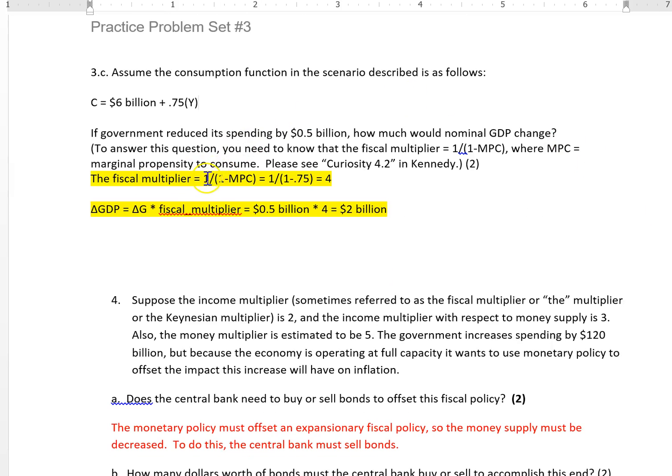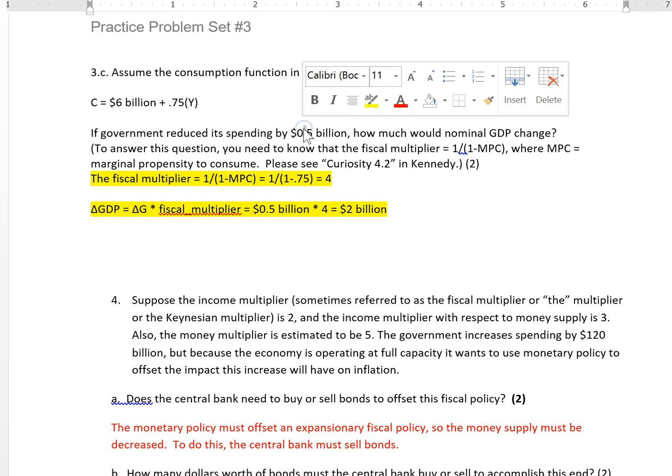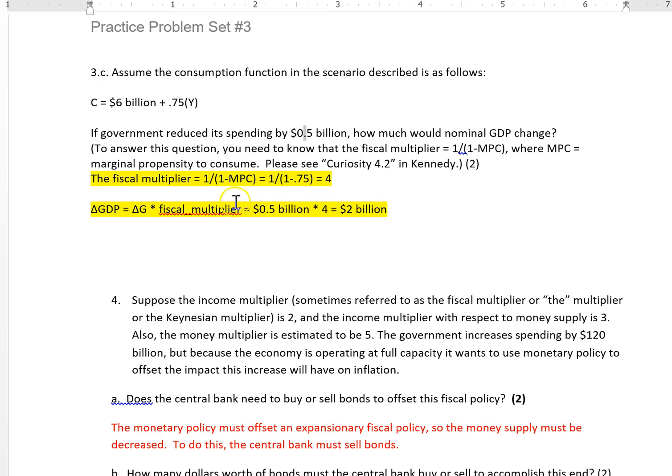The fiscal multiplier is going to be 1 over 1 minus MPC, and that's going to be 1 over 1 minus 0.75, which is 4. That's the fiscal multiplier. That means for every dollar of increase in government spending, demand will increase by a factor of 4. And so the change in GDP is going to be the change in government spending, which is $500 million, times the fiscal multiplier, which is 4. That means demand will shift to the left by a total of $2 billion.